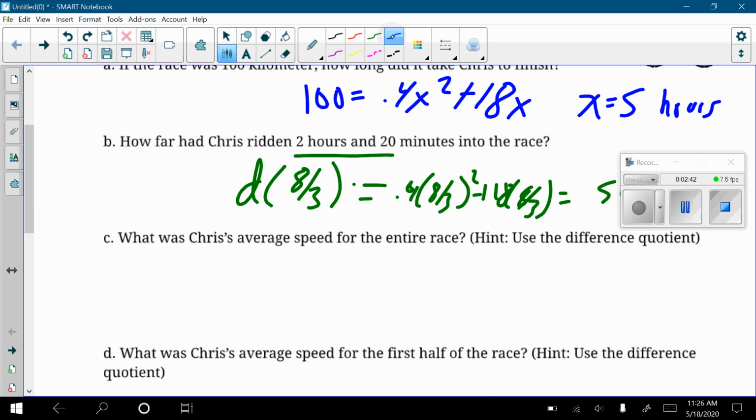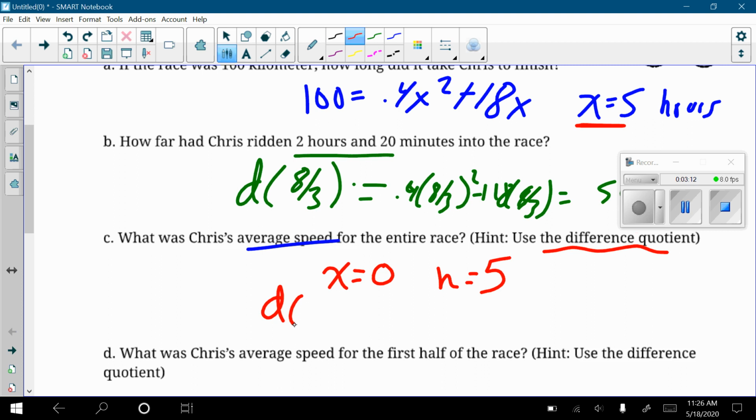Average speed for the entire race. I'm going to use my difference quotient here, because I'm trying to find speed, I'm trying to find slope. Remember, difference quotient tells us slope. Slope of a distance versus time graph is speed. What's the x value I'm starting to measure the slope at? 0. How far apart is the second x value? Well, I want to do it till the end of the race, so it's 5 hours later. How far is it from 0 to 5? 5. Now I'm going to do my difference quotient.